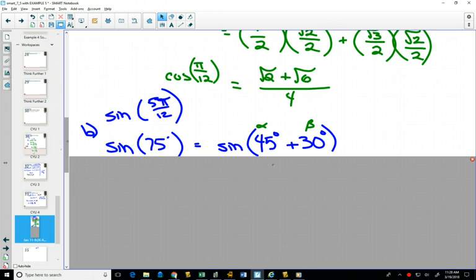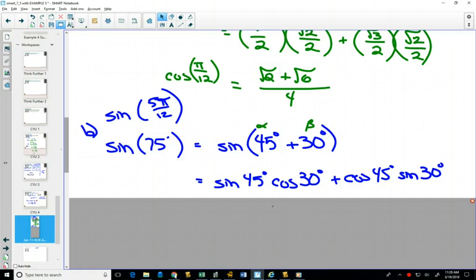So once you've changed 75 to 45 plus 30, then 45 is your alpha, 30 degrees is your beta. So you can go to your formula and say my sine alpha plus beta formula is sine alpha cos beta plus cos alpha sine beta. All of those values are on our unit circle.